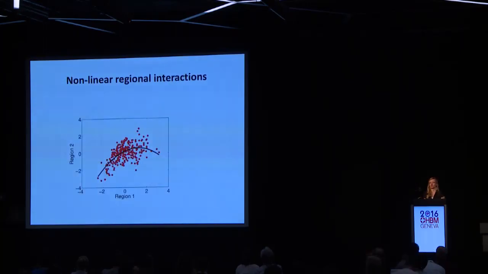The second potential disadvantage of the current methods is that we're only able to detect linear associations between different brain regions, and we might miss nonlinear interactions between regions.